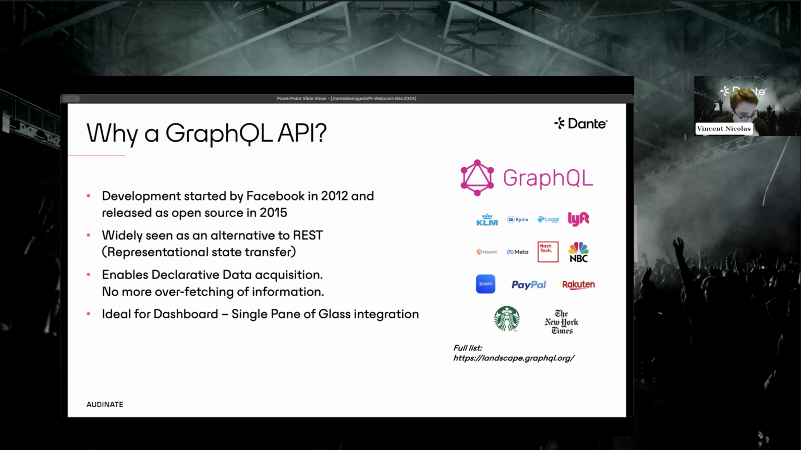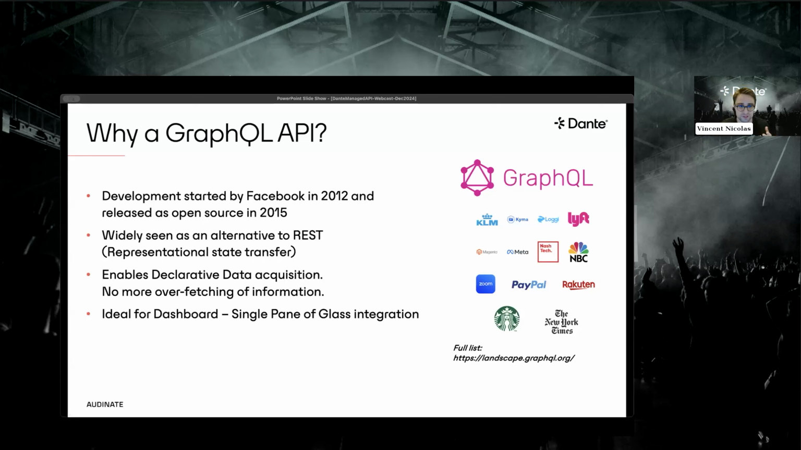So why did we choose GraphQL as the API? When you are building an API for your platform, you want two things: you want it to be secure and you want it to be easy to use. That's what has driven us to choose GraphQL. It's free to use, it's open source, and it was developed by Meta.